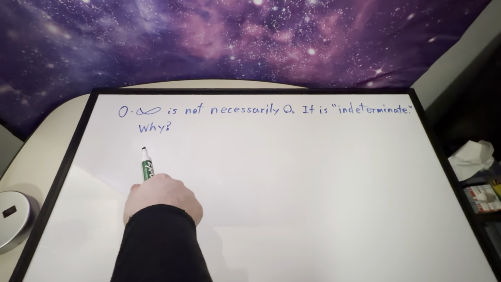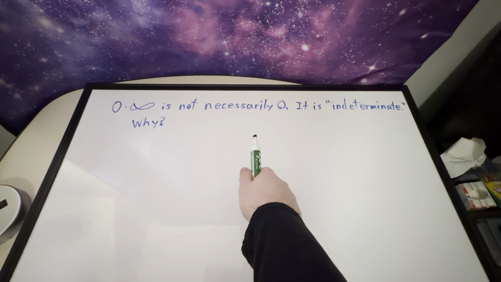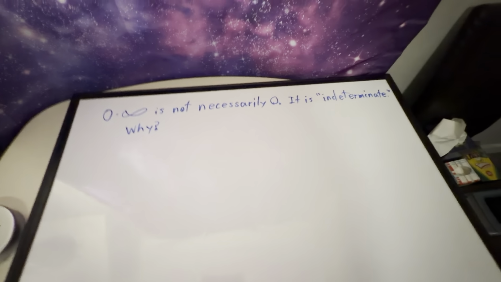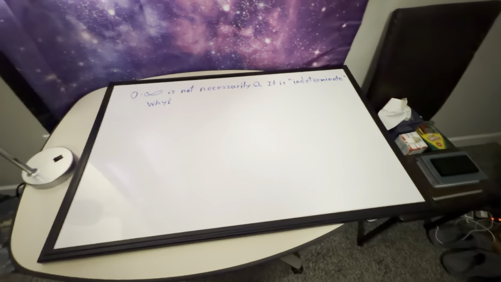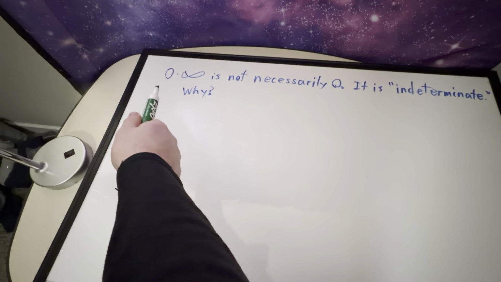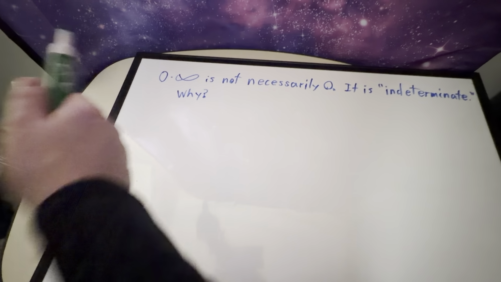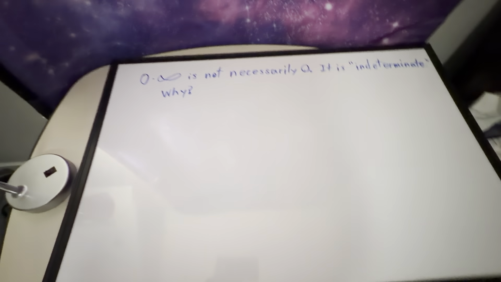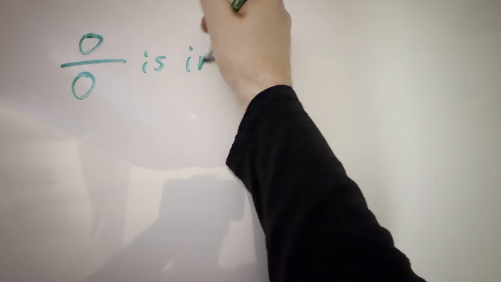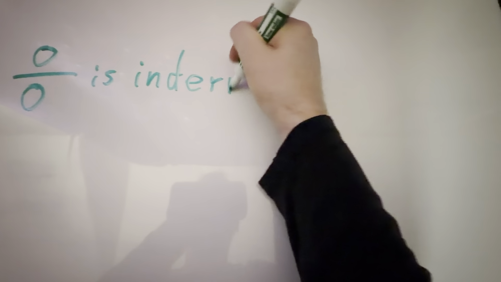All right, 0 times infinity is not necessarily 0. It is indeterminate. Why? I remember last summer when I was taking differential equations at college, this popped up a little bit. 0 times infinity happens to be indeterminate. What indeterminate kind of means is undefined, kind of like how 0 over 0 is undefined. It's also indeterminate.